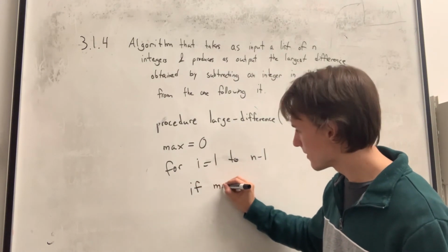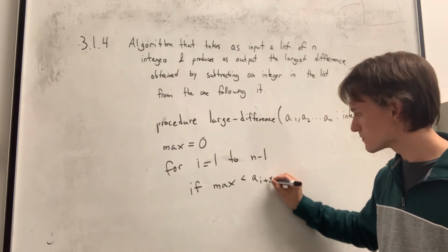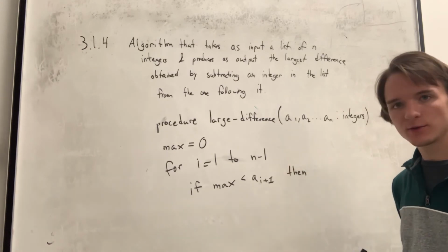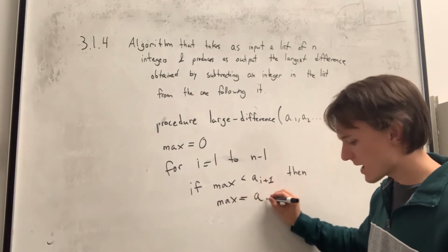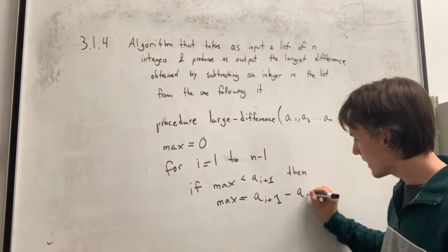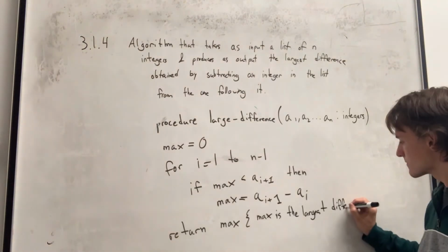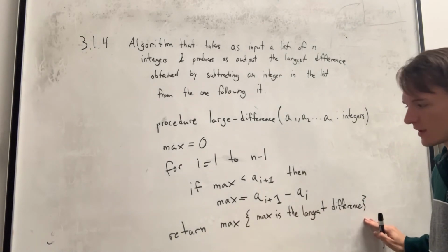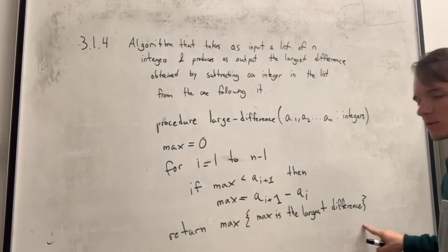If max is less than a of I plus 1, then do the following. Let's update our maximum value. Max is now equal to a of I plus 1 minus a of I. Finally, we return max. Think of this as kind of like leaving a comment in the code. That way, the person reading our pseudocode knows that max represents the largest difference.